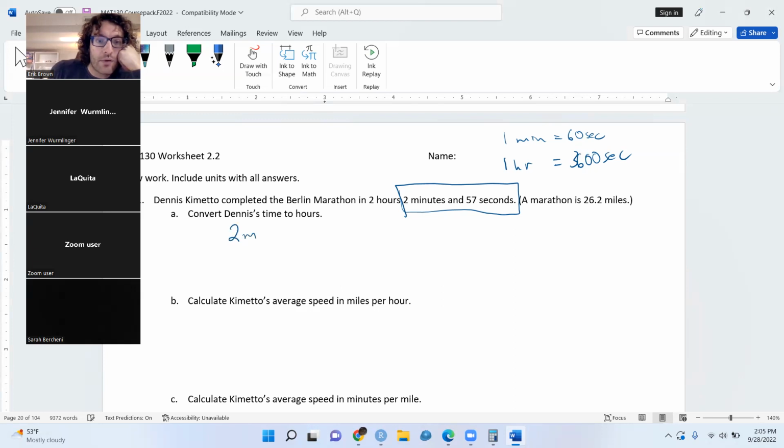How many hours is 2 minutes? Anyone got that number? And how many hours is 57 seconds? Anyone got that number? This is how I might organize it.